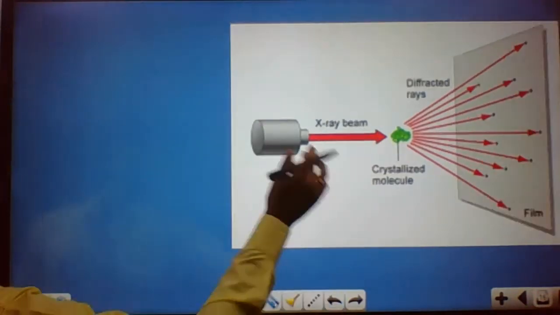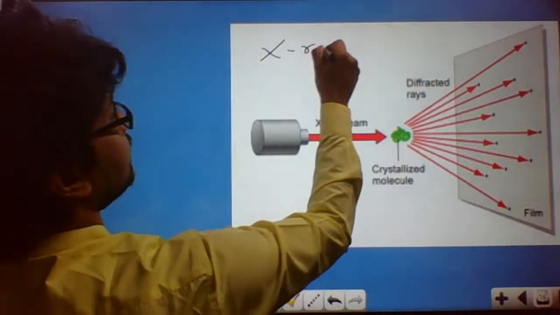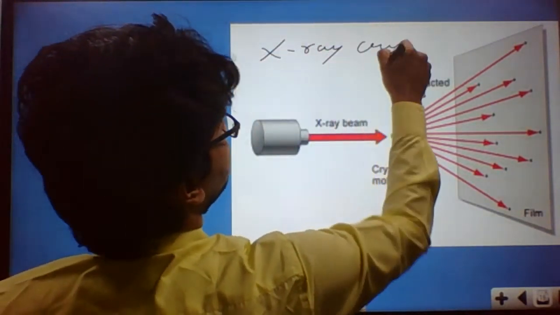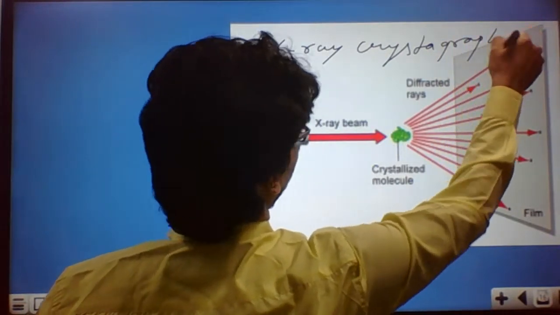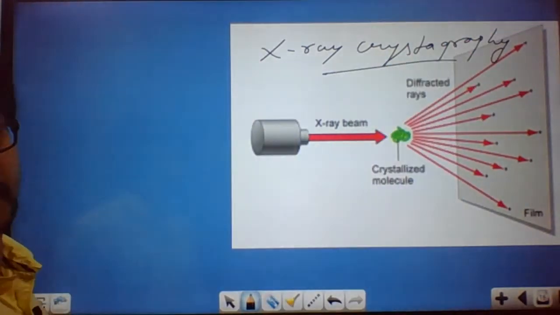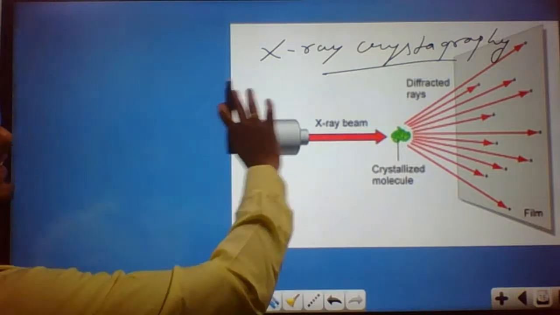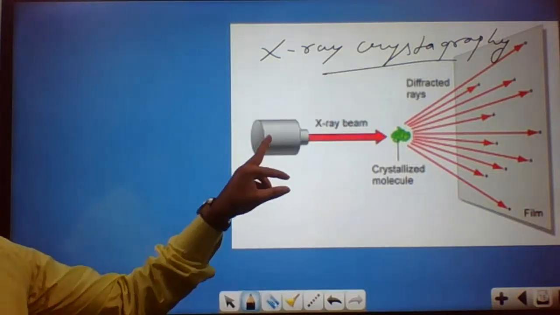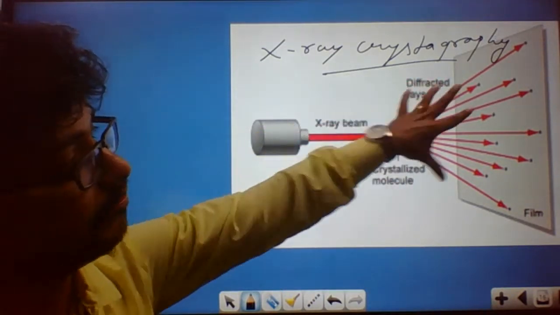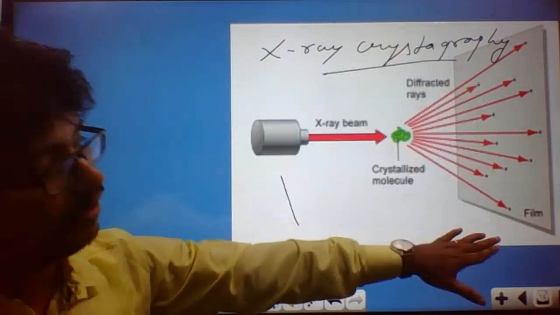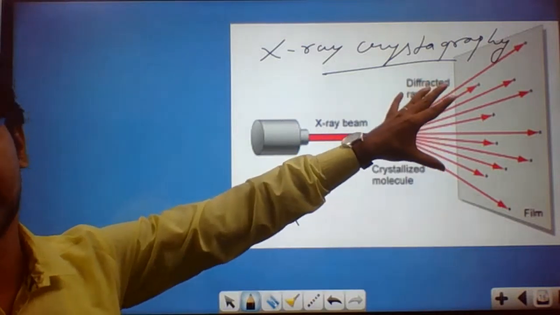Spectrophotometry. And this is actually X-ray crystallography. Guys, these are all only additional information for you. This is not part of the textbooks. So X-ray crystallography is where the X-ray beam gets passed through a crystallized structure and the rays get diffracted and reflected onto the film, then you can identify the image.